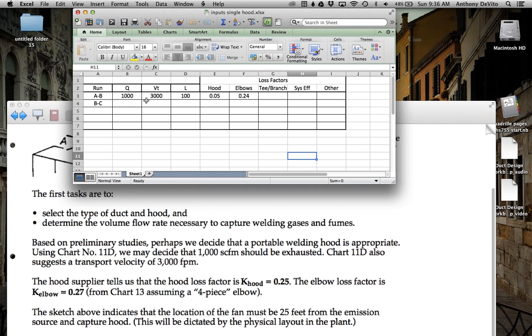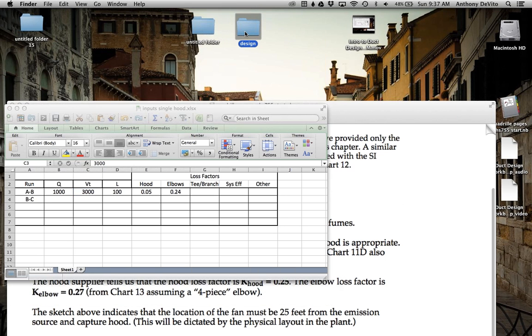So I'm going to see. Let's see. They told us that we need 1,000 cubic feet per minute of the air exhausted. That's our Q. We need a transport velocity to keep the particles moving through the duct of 3,000. That was given to us again. If you don't have it, you can go to the chart.